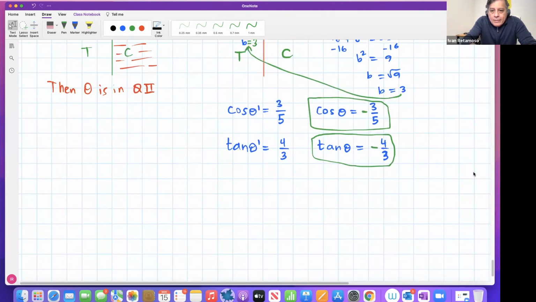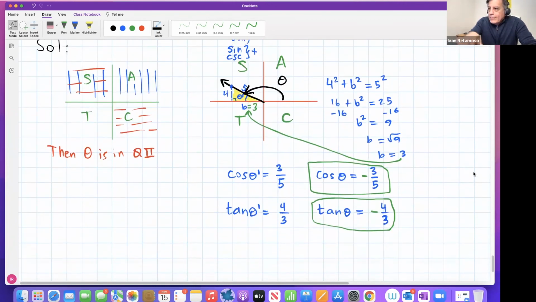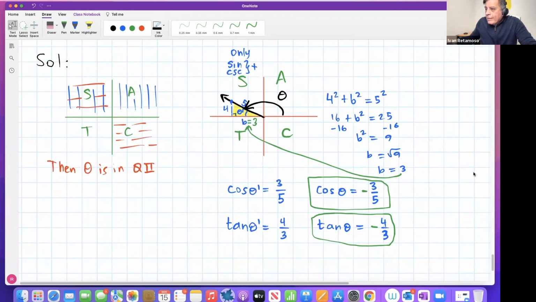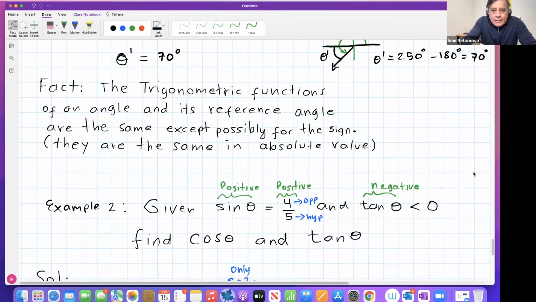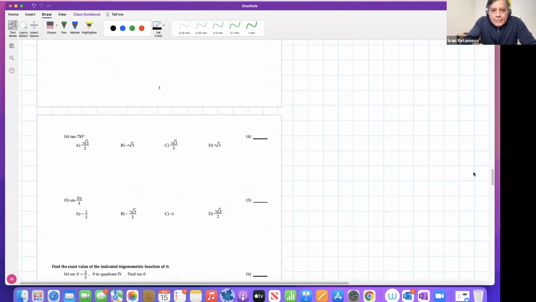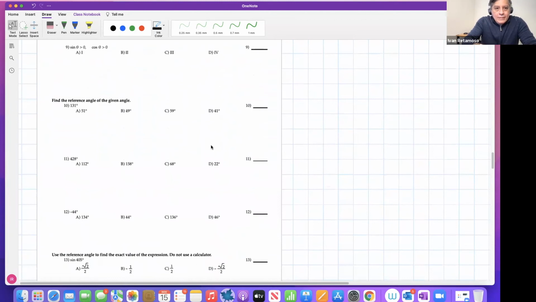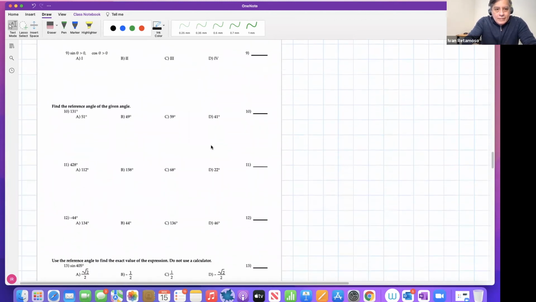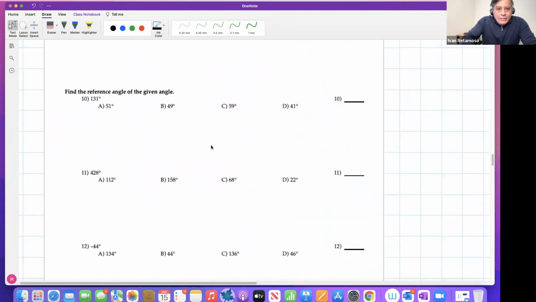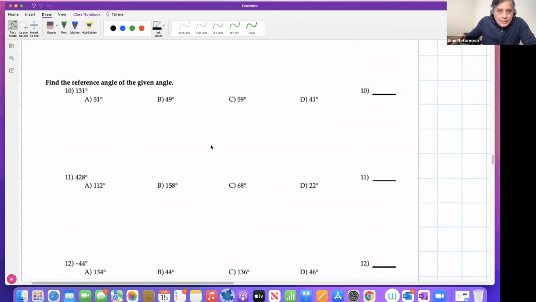So now let's move on. Let's take a look at some examples, right? You guys should work on some examples here. First we're gonna find some reference angles, and then we're gonna do some exercise. Okay, reference angles. Now, yeah, we did this. Can you figure out the reference angle of this guy, 131? Let's do this first. Find the reference angle, make it bigger.